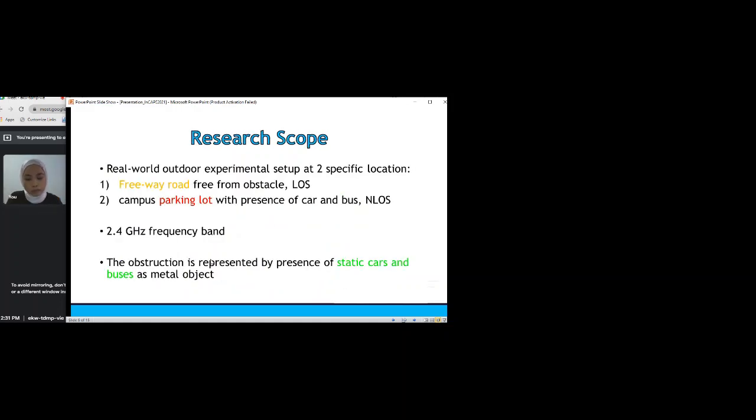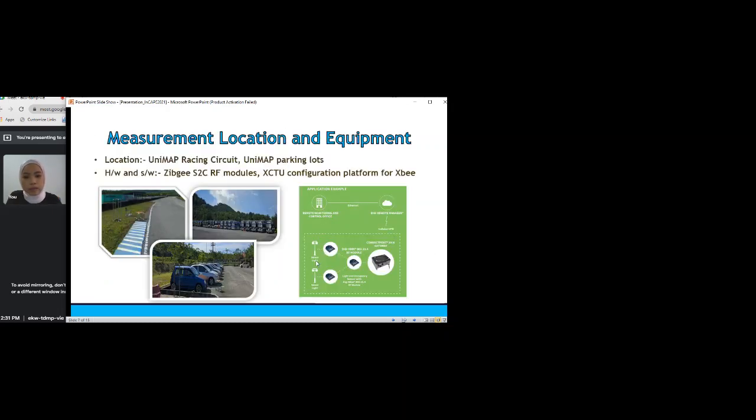So the two areas that we chose for the outdoor experiment are the freeway road, free of obstacles, and a parking lot with car and bus obstruction, at the 2.4 GHz frequency band, and the presence of metal objects is static. On your left hand, you can see the location. This can be considered as the baseline because there seems to be no obstruction or metal object along the straight lane.